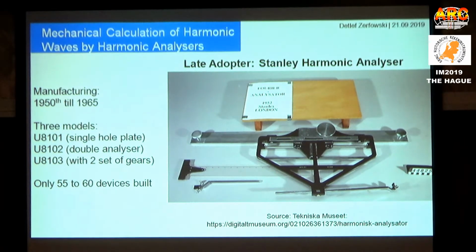There was another company who went into this business, a late adopter, Stanley. They started manufacturing these harmonic analyzers in 1950 and stopped in 1965. They had three types and only built 55 to 60, as per my knowledge. One version is a single hole, one with a double analyzer, and one with two sets of gears. This is from visible order material available to me, and the source is given there.